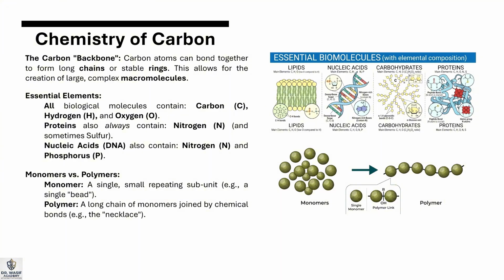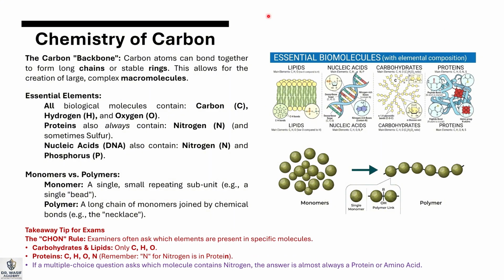To understand how these are built, think of a beaded necklace. A single bead is called a monomer. You can see that here, which we call a monomer. So when you string those beads together into a long chain, you create a polymer. As an example for you, remember the CHON rule.